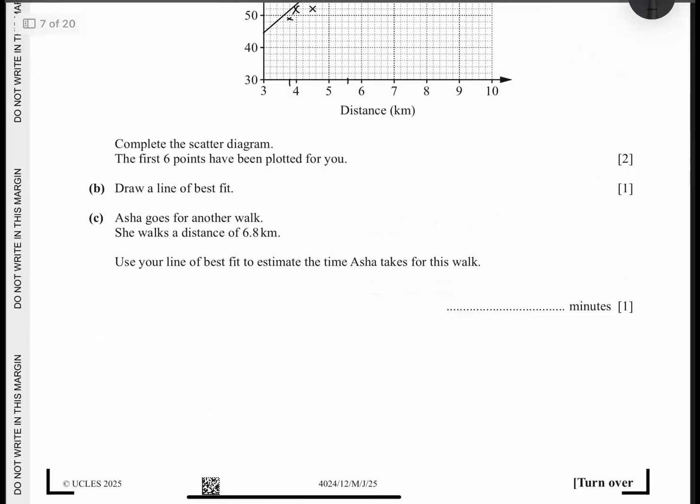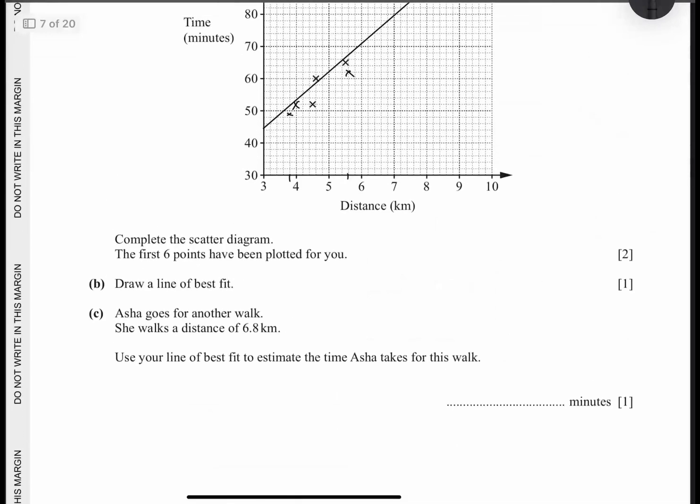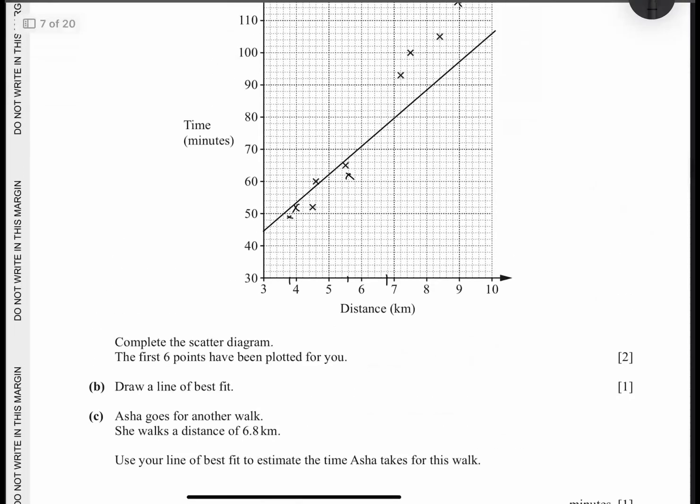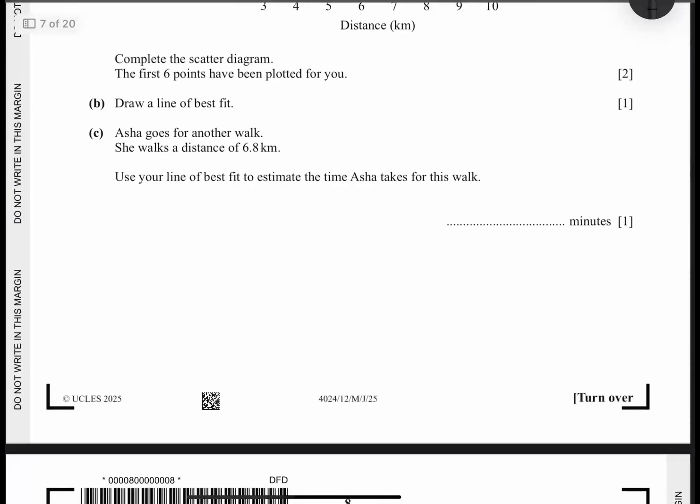Asha goes for a walk. She walks a distance of 6.8 kilometers. So she walks this much, and use your line of best fit to estimate the time Asha walks. So what we're gonna do is see at what point the line of best fit crosses 6.8 kilometers. That is right about here. Then we're gonna look at the time at this point, which is 78 minutes.